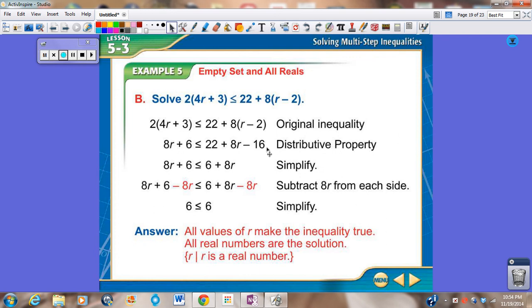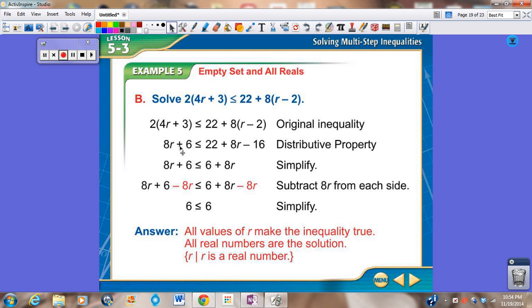Now, here's another example. This is where you're going to see where all real numbers are what we used to call many solutions. So here you have 2 times the quantity 4r plus 3 is less than or equal to 22 plus 8 times the quantity r minus 2. Let's do distributive property first and get rid of that. So here 2 times the 4r is 8r, and then 2 times the 3 is 6. 8 times the r is 8r, and 8 times the minus 2 is minus 16.